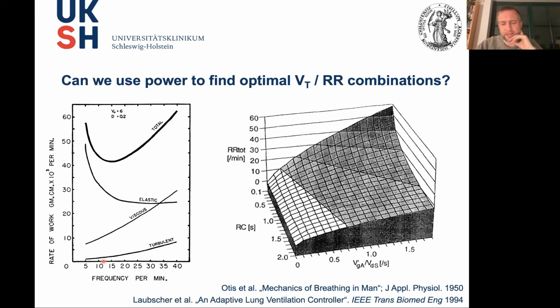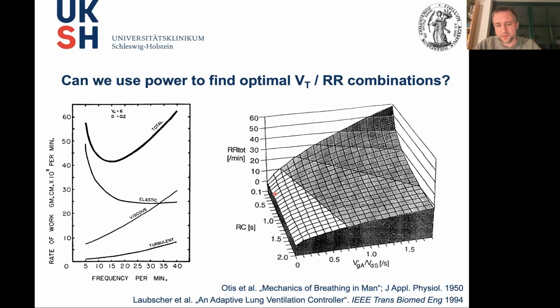And this is from a newer publication by Laubscher et al., who published the first, to my knowledge, adaptive mechanical ventilation controller. And this is a three-dimensional chart that shows the respiratory rate that is selected according to this principle, depending on the respiratory system time constant. Resistance times compliance is the so-called time constant, which is proportional to the time needed for complete expiration, and the ratio between alveolar target ventilation and dead space.